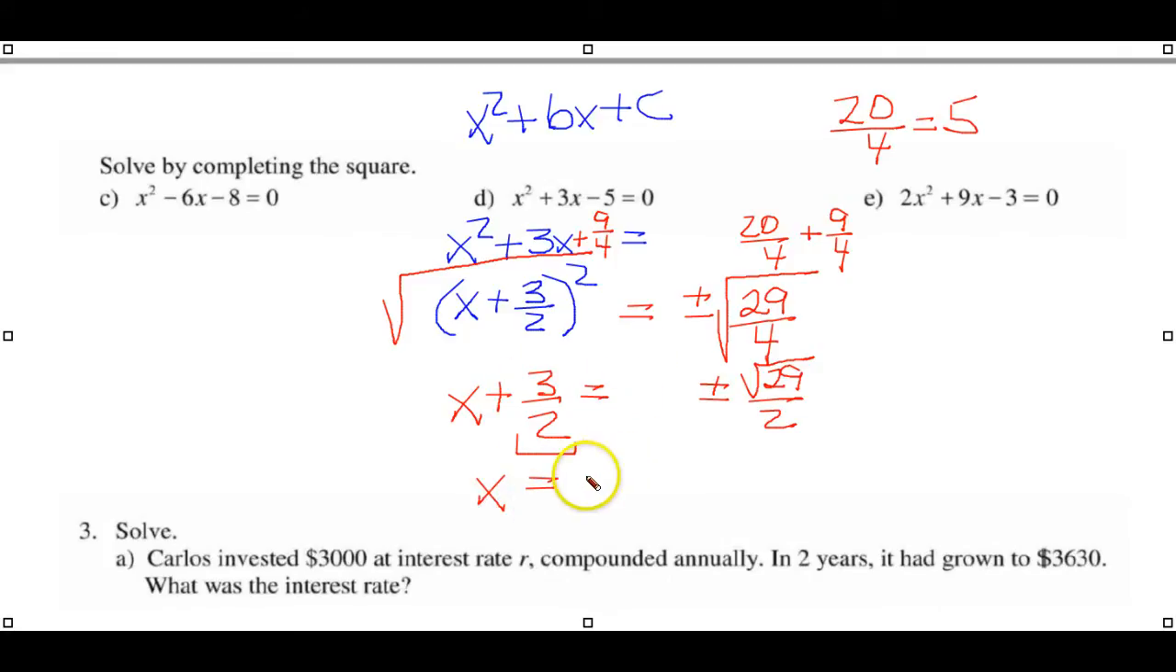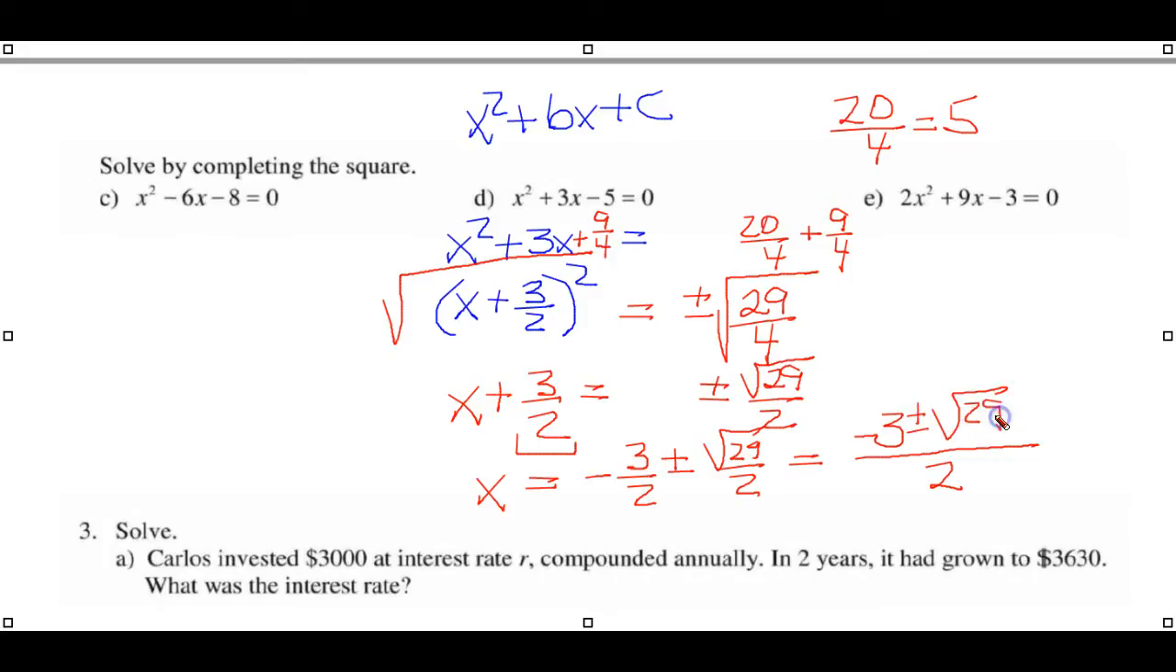Okay. Now to solve for x, I just take this, transpose it, and I get x equals, now on this side, this is a negative 3/2 plus or minus the square root of 29/2. Now, since I have common denominators, I can also write that all over 2, and this would be like a negative 3 plus or minus the square root of 29 all over 2. Okay, that's not too bad yet either.